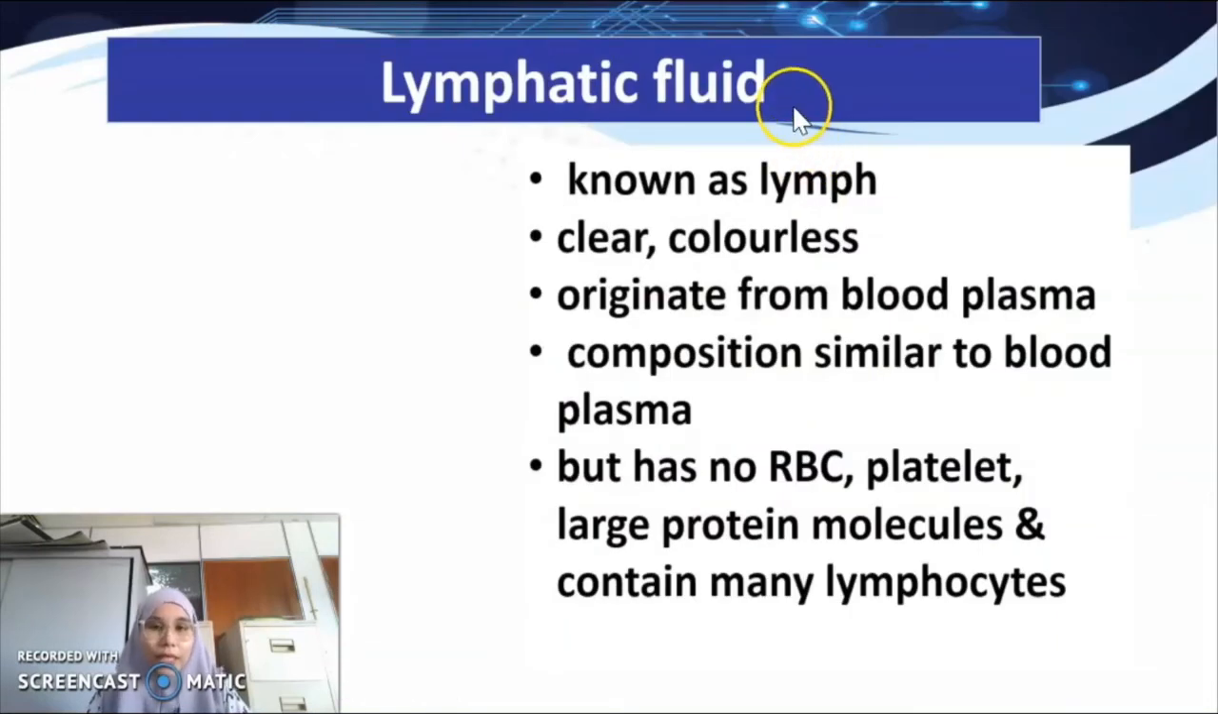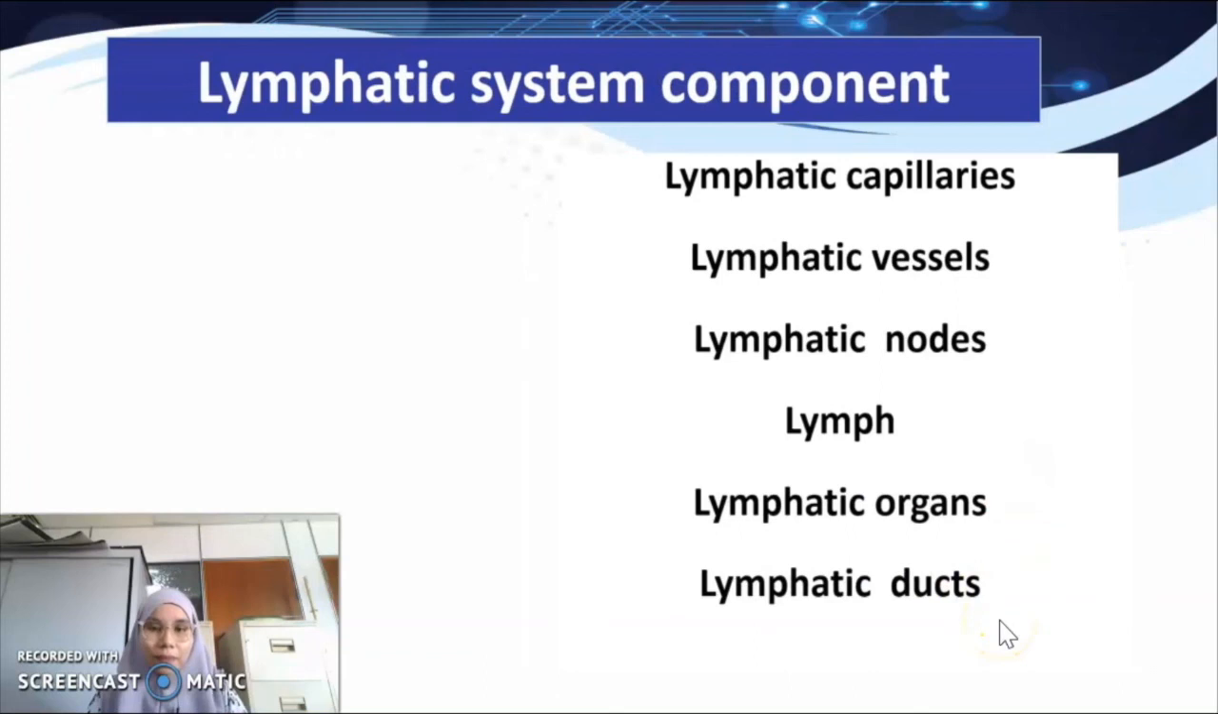The lymphatic fluid is also known as lymph. It is clear and colorless. It originates from the blood plasma and has a similar composition to the blood plasma, but without red blood cells, platelets, and large protein molecules, and it also contains many lymphocytes. The lymphatic system components consist of lymphatic capillaries, lymphatic vessels, lymph nodes, lymph, lymphatic organs, and lymphatic duct.